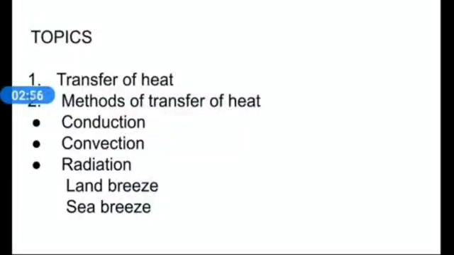Today in this session we will be learning the topics. They are transfer of heat. What is meant by transfer of heat? Methods of transfer of heat. They are conduction, convection, radiation. And also today we will learn about land breeze and sea breeze. Children, both clinical and laboratory thermometer diagrams you copy in your classwork book neatly.